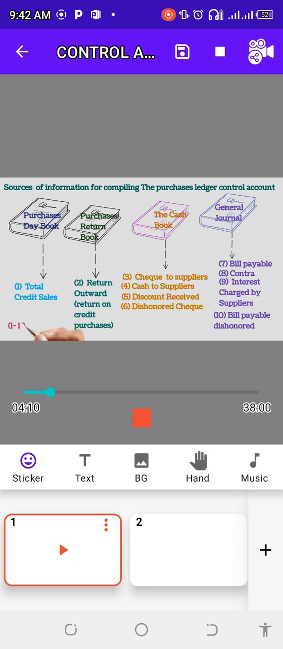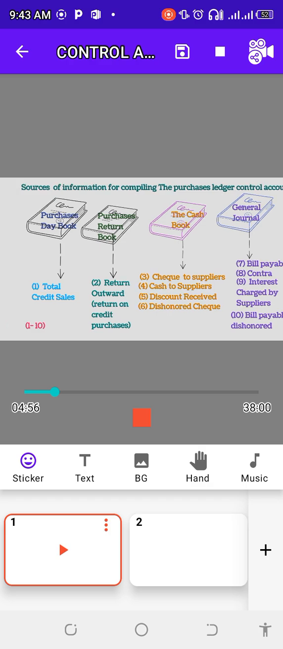That is to say, from one to ten: total credit purchases, return outward, three, cheque to supplier, four, cash paid to supplier, discount received, dishonored cheque, bills payable, contra, interest charged on overdue account, and bills payable dishonored. These are all items of the purchases ledger control accounts.